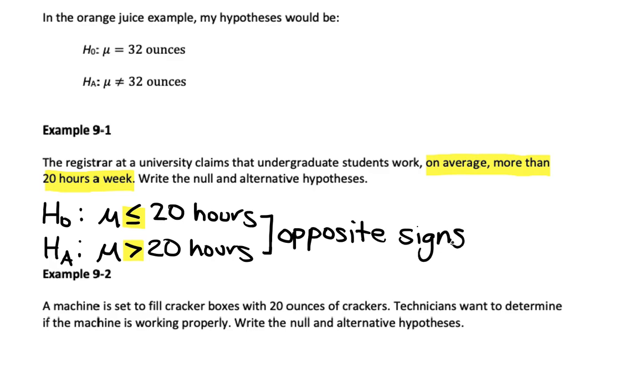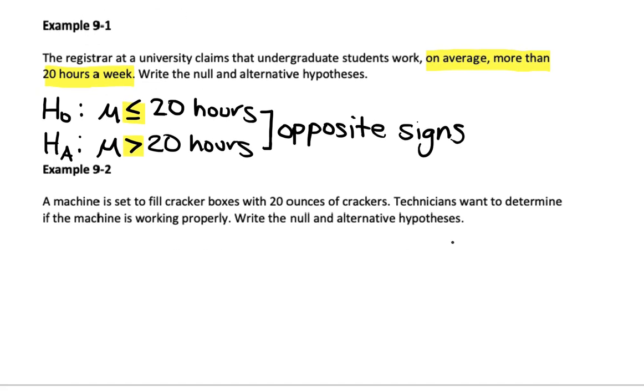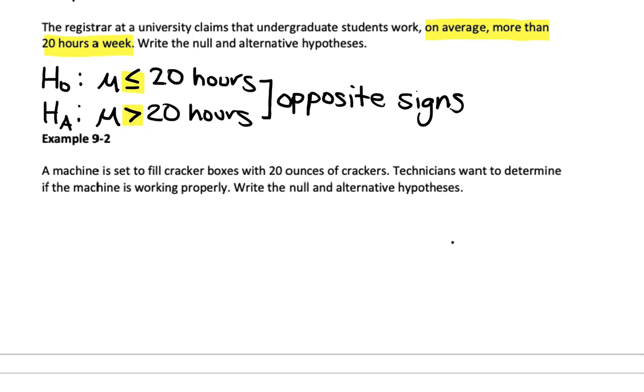So let's look at another example here. Example 9.2. It says a machine is set to fill cracker boxes with 20 ounces of crackers. Technicians want to determine if the machine is working properly. Write the null and alternative hypotheses. So this one is pretty similar to my orange juice example. I don't know whether the machine is overfilling the cracker boxes or underfilling them.